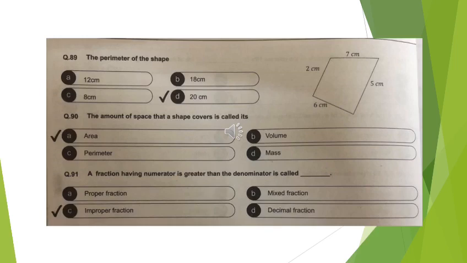Question number 91: a fraction having numerator greater than the denominator is called dash. The options are A, proper fraction; B, mixed fraction; C, improper fraction; and option D, decimal fraction.